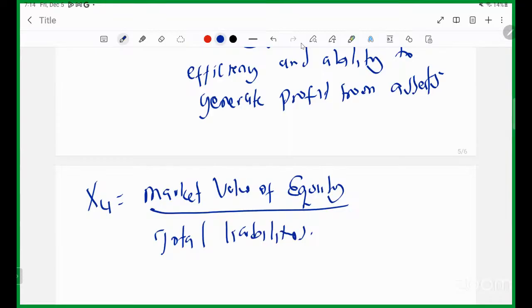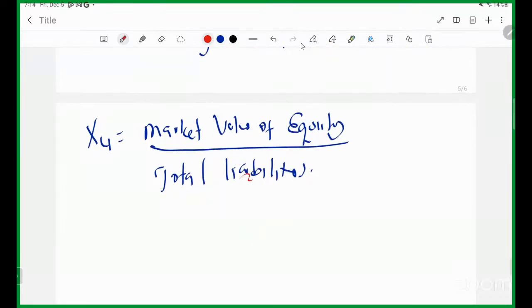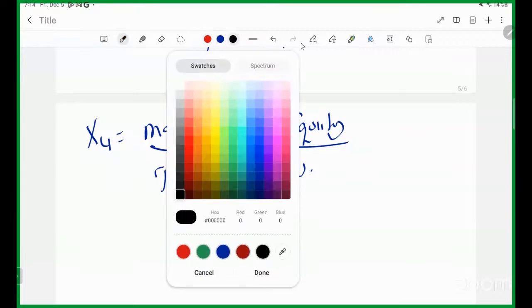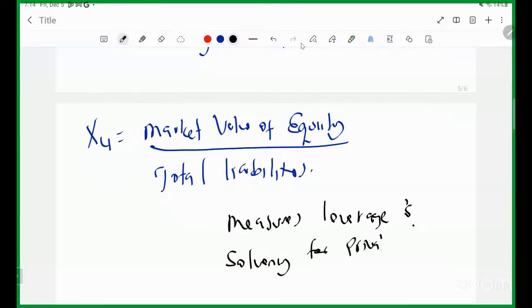And what are we measuring here? This one is going to measure the leverage and the solvency for private companies. You see that this guy was actually trying to analyze the performance in different categories. And when you put it in his formula, you're going to get the result, but we are going to see how it works.